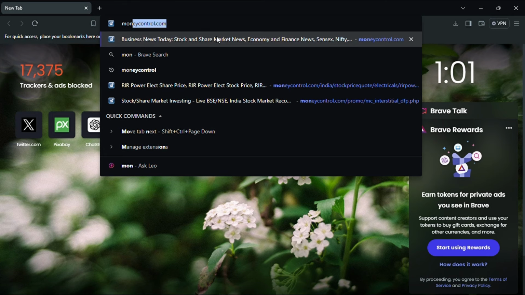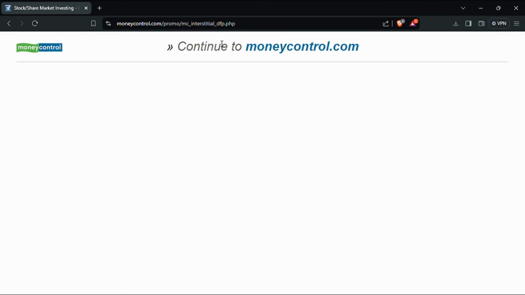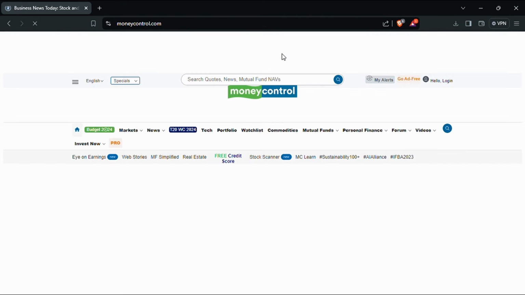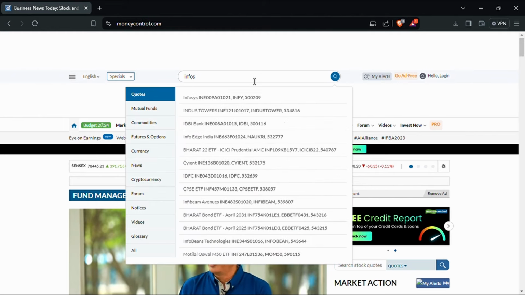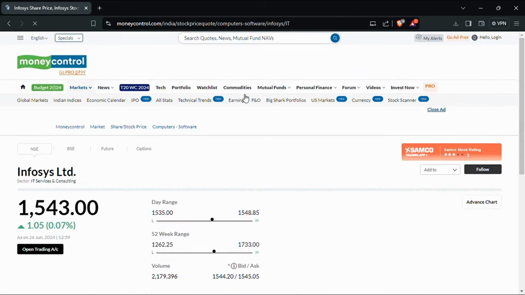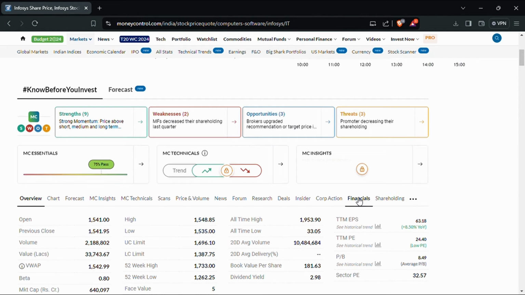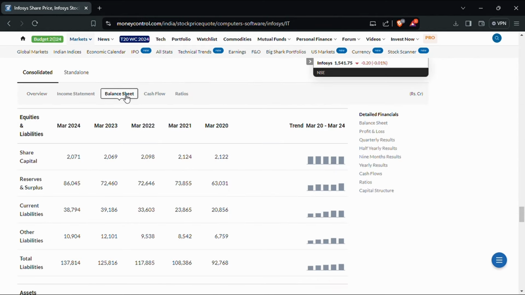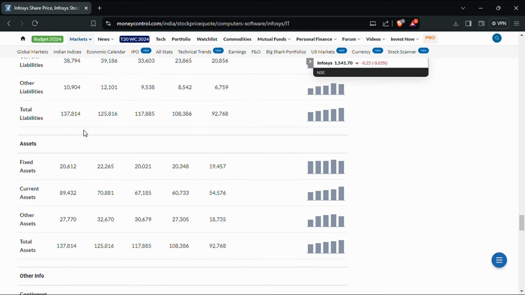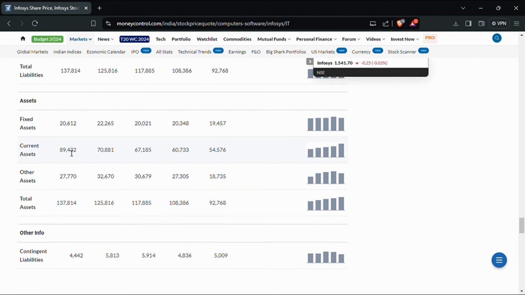Now come to moneycontrol.com. In screener, I could not find current assets and current liabilities separately. In Money Control, type in the company name again, ITC, or let us look at some other company, maybe Infosys. This is Infosys symbol. Click on this, scroll down and click on financials. It will take you down to this page and then click on balance sheet. Then look at most recent numbers. It is March 2024. Take current assets under the assets page.